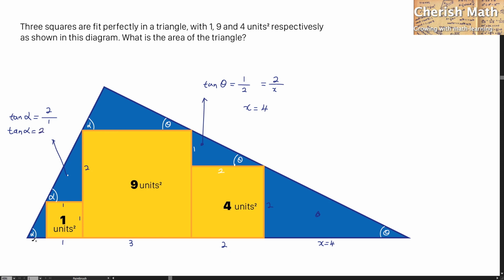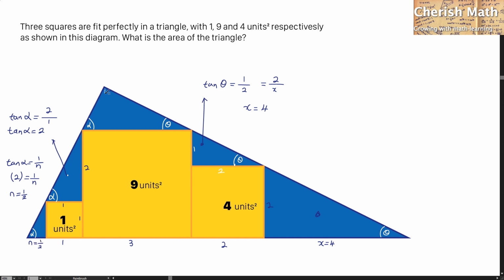I'm going to assign the bottom length for this leftmost smallest triangle as n, and I'm going to work out the value of n using trigonometry again. Tan alpha is equal to 1 divided by n. Since tan alpha is 2, I just substitute into it, and that is equal to 1 over n. And the value of n is in fact 1/2. I just need to write it down over here.